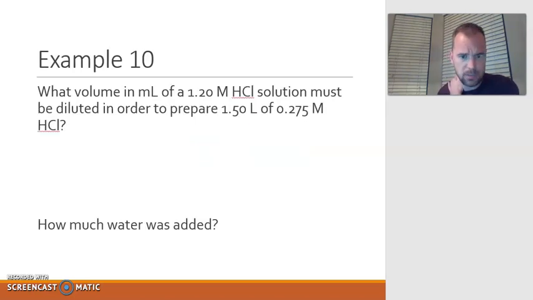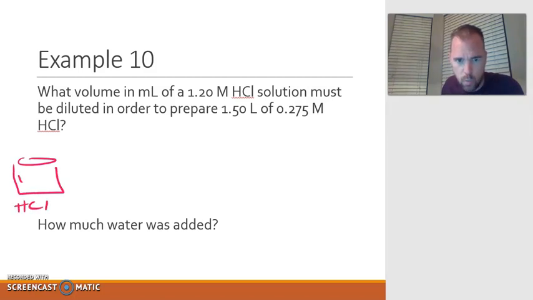Taking a look at example 10, it says: what volume in milliliters of a 1.20 molar HCl solution must be diluted in order to prepare 1.50 liters of 0.275 molar HCl? The problem itself is actually very simple, but there are a lot of numbers and a lot going on, so it might be a little confusing. So just real quickly, I'm going to draw the situation, and then we'll look at the math. Essentially, you have this HCl here.